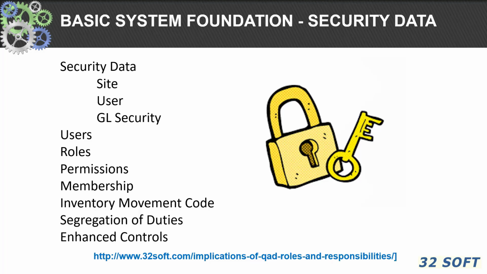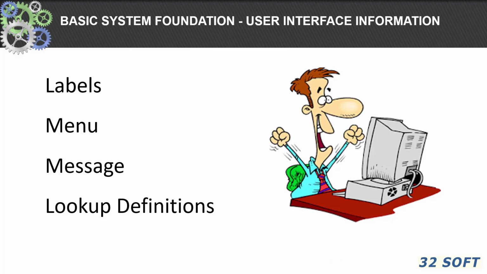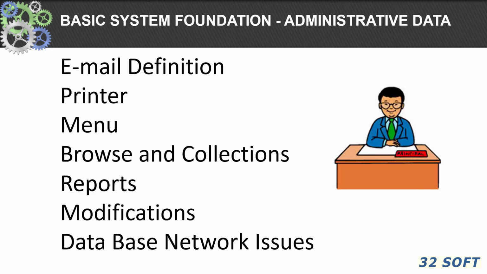We talked about security and roles and permissions in August of 2019, so I would refer you to the 32Soft website for a quick review of those security issues. We also need to concern ourselves with such basic user interface as menus, labels, messages, lookup definitions, and some of the basic administrative data consists of email setups, printer setups, menus, browsers and collections, and report modifications and database network issues.